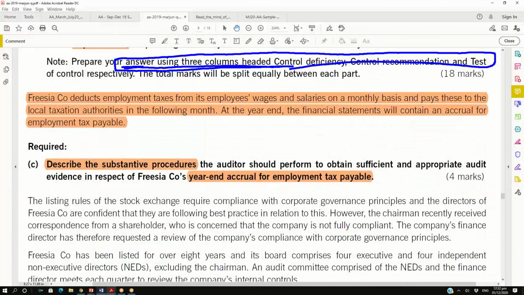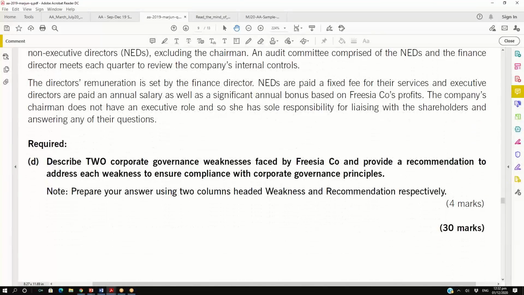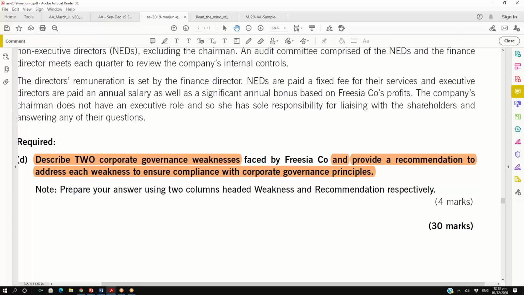And in the same order, you go down, you have another question. Again, the examiner says, describe 2 corporate governance weaknesses. So just stick to 2, not 3, not 4, 2. And then you can see, and the break. After the and, the examiner says, provide a recommendation for each weakness. So again, you have total of 4 marks. So that means for every weakness, you have 2 marks. That means a weakness and a recommendation.